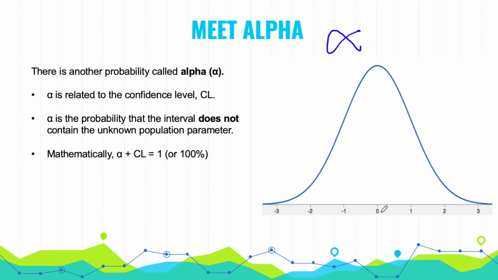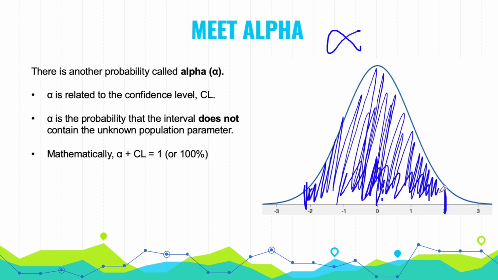When we construct that 95% confidence level, we take the area under the curve between 2 standard deviations below the mean and 2 standard deviations above the mean, because that accounts for 95% of the area under the curve, symmetrical about our mean. So alpha is the probability that the interval does not contain the unknown population parameter. So it's the area over here plus the area over here. Let's talk more about this.